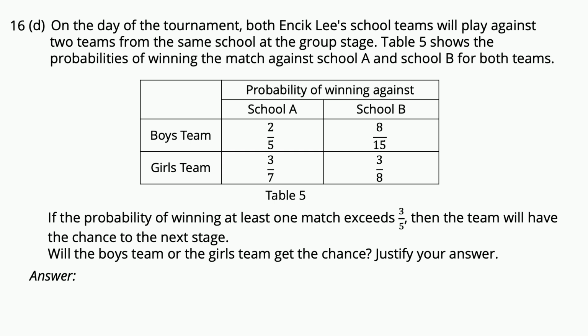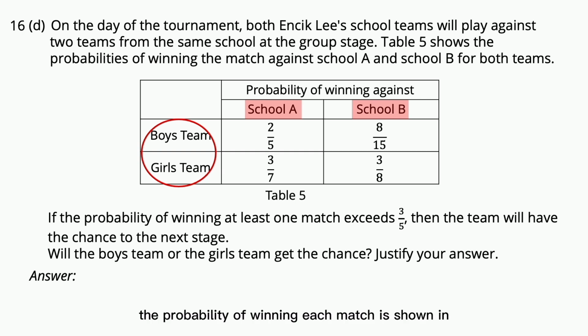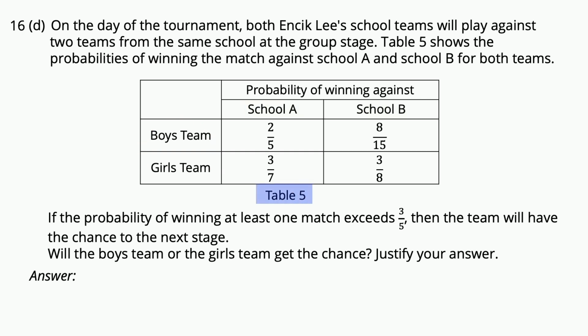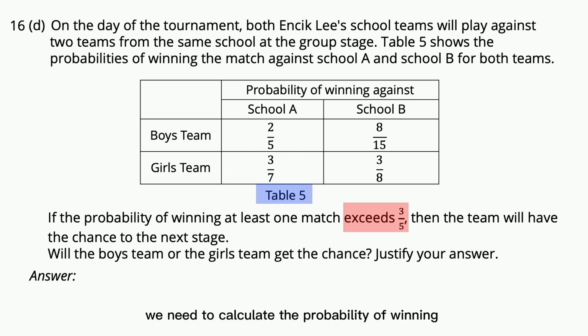D. Let's understand the problem. In Lee's teams, boys and girls play against two schools, School A and School B. The probability of winning each match is shown in Table 5. A team will advance to the next stage if the probability of winning at least one match exceeds 3/5. We need to calculate the probability of winning at least one match for both teams and check if it exceeds 3/5.